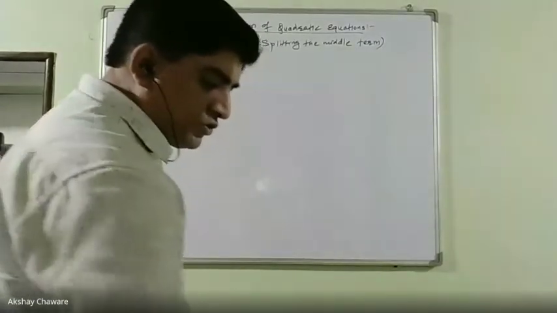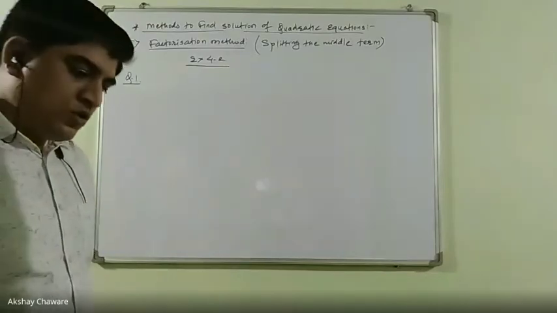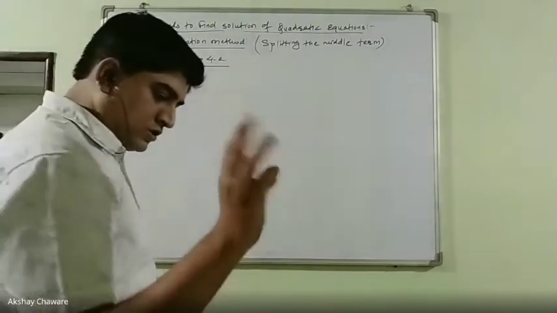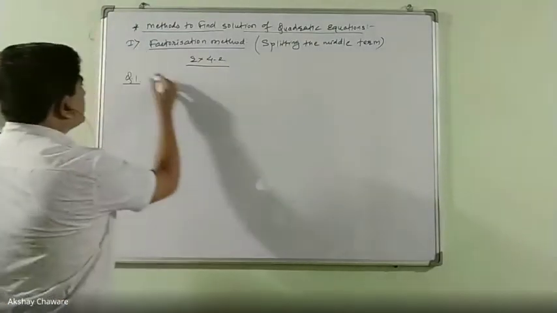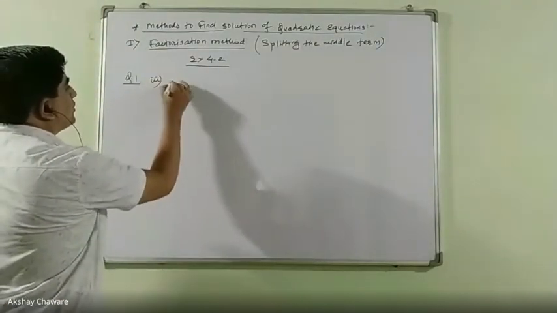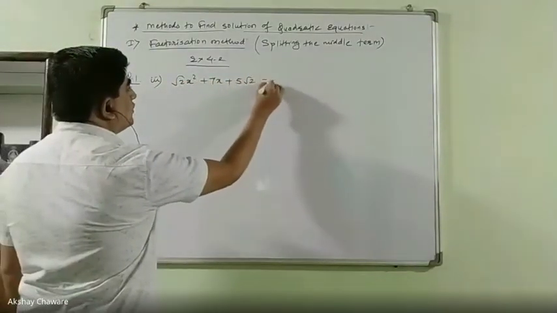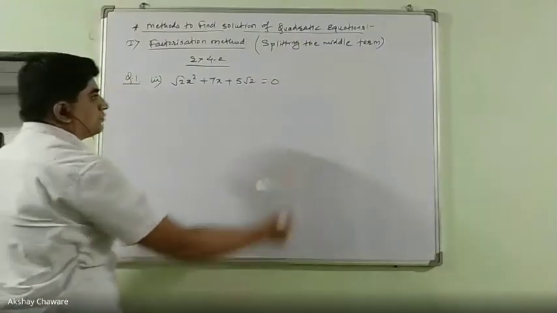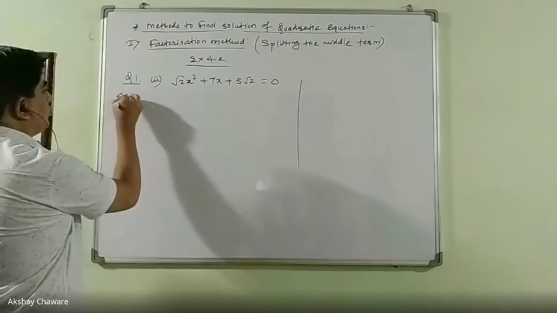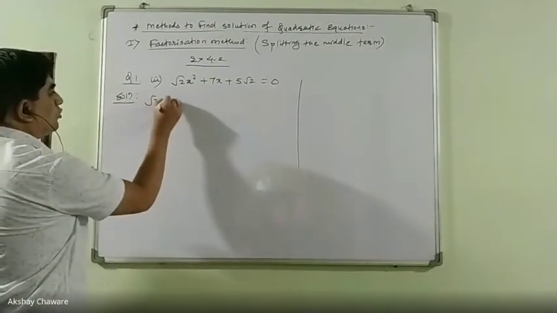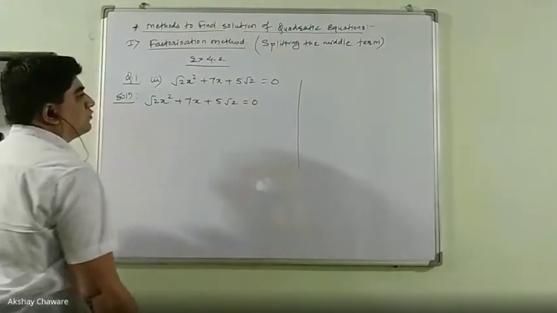In that exercise, all questions are very easy and you are much familiar with this method. Only I will explain question number 3. Question number 1, third: root 2x square plus 7x plus 5 root 2 is equal to 0. So let's recall this method. Solution: root 2x square plus 7x plus 5 root 2 is equal to 0.